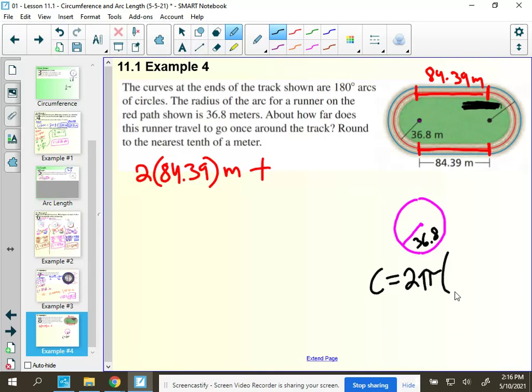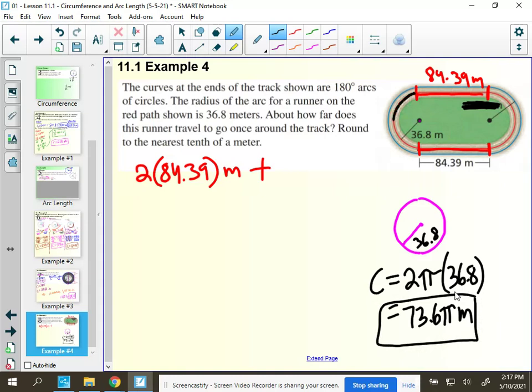2 pi times 36.8. Our circumference, for right now, staying exact, 36.8 times 2 is 73.6 pi meters. And just don't miss that this accounts for both of these ends. So we've hit it all. The 84.39 we're accounting for right here. We've got just the circumference of one full circle, because those are my ends. So I really just need to add 73.6 pi. Just don't forget the pi. I'll even do that sometimes where I forget that the pi was part of it.